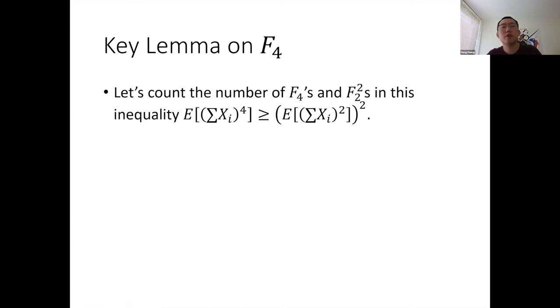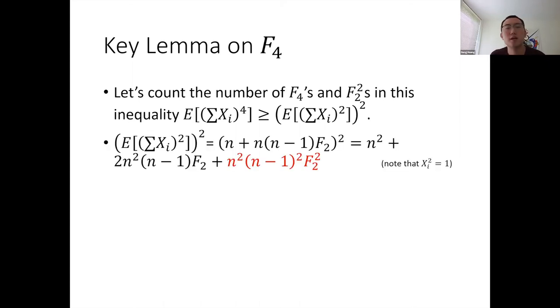Let's count the number of f4s and f2s and f2 squares in this inequality. For the right-hand side, the sum of xi squared is actually equal to n plus n times n minus 1 times f2, because xi's are plus-minus 1 variables. If we have a term of xi squared, it's just 1. And if we have xi times xj with distinct i and j, it's f2. So from this term, we have n squared times n minus 1 squared times f2 squared, plus some lower order terms.